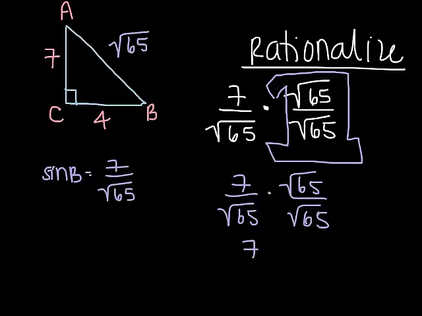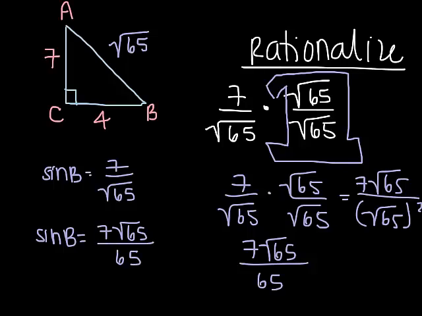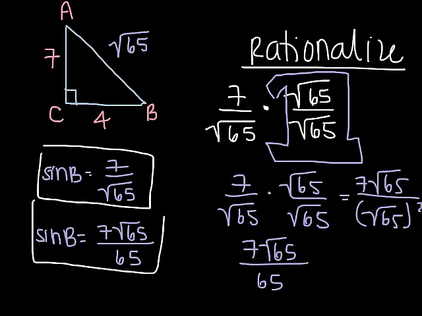I'm going to get 7 times root 65 over 65, because the square root of 65 times the square root of 65 is just 65. Okay, because those square roots are going to cancel. Okay, and now you have it. Now you can also say that the sine of B is 7 root 65 over 65. Those two answers are both correct and both equivalent.